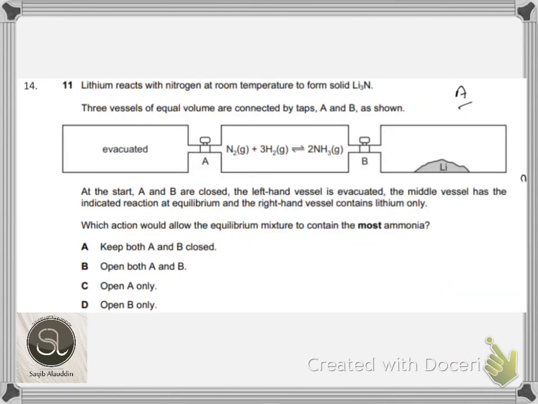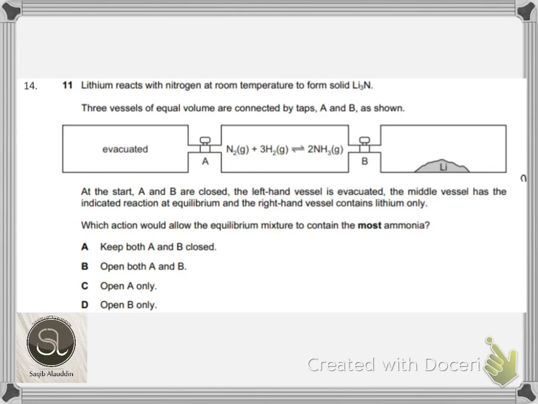Okay, this is a tricky one. If you actually read the question, it says lithium reacts with nitrogen at room temperature to form solid Li3N, lithium nitride. Now, 3 vessels of equal volumes are connected by taps A and B as shown. You can see it's empty, not even air, evacuated. In the middle container, you have the reaction between nitrogen, hydrogen, and equilibrium with ammonia, and there is lithium in the third. Now, you read the question carefully.